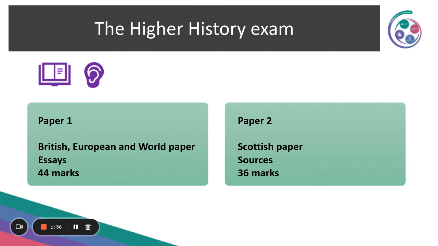So the Higher History exam. Now the Higher History exam is actually split up into two papers. Paper 1 is the British, European and World paper, and they are essays, so you'll get 2 essays in this paper. The total marks for the paper is 44 marks, and each essay is worth 22 marks. Paper 2 is also known as the Scottish paper, and it's mostly sources, so there will be 3 source-based questions and 4 sources. You will also have an explain question, which is basically a knowledge question, and this paper is out of 36 marks.